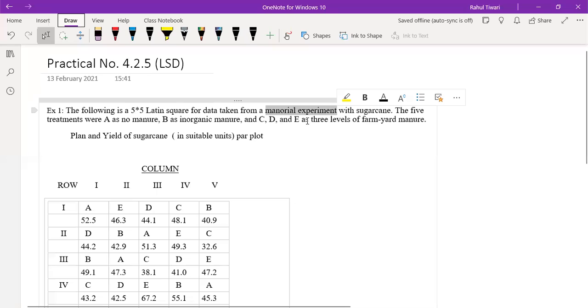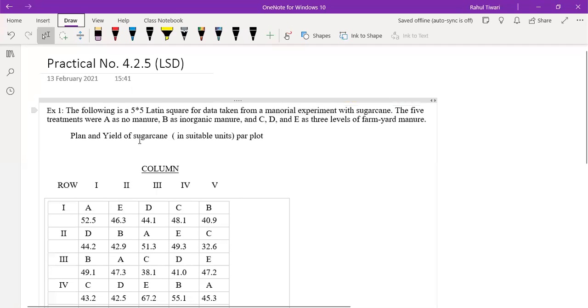This is basically all related to biology, but just understand this is some type of experiment where we are using organic and inorganic manure, and we are applying it to sugarcane. So they are doing agriculture of sugarcane, and they want to see whether there is growth in their particular agriculture or not.